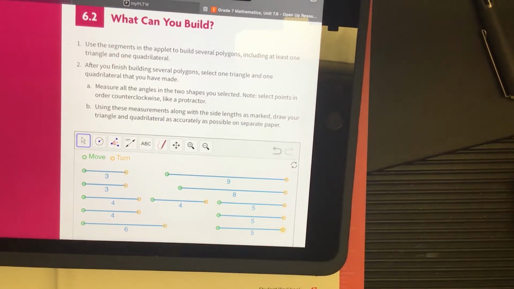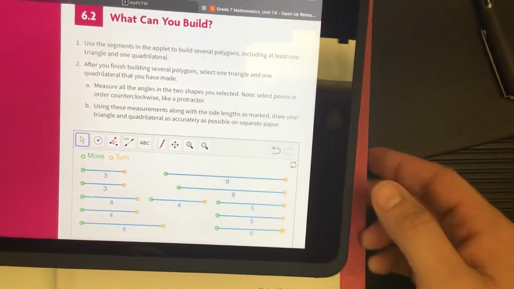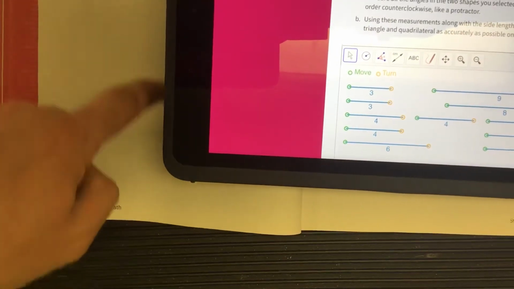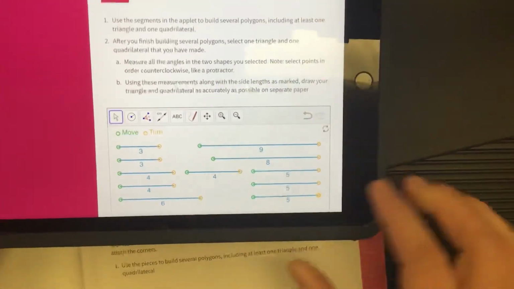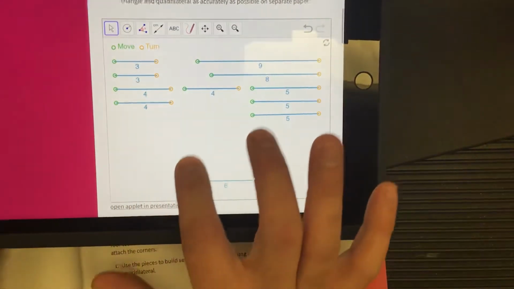All right. So the directions say, after you have finished, you're going to build at least 1 triangle and 1 quadrilateral. So I'm just going to show you how this works. And then whatever you write down, I want you to just sketch it on this paper with how long it is and then measure the angles. Okay, so here's how it works. The green parts are how you move them.